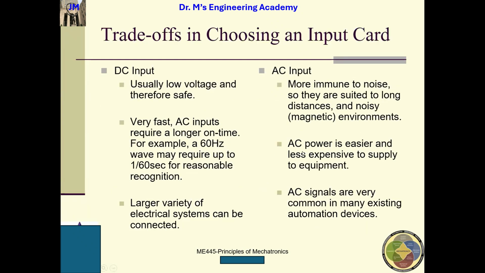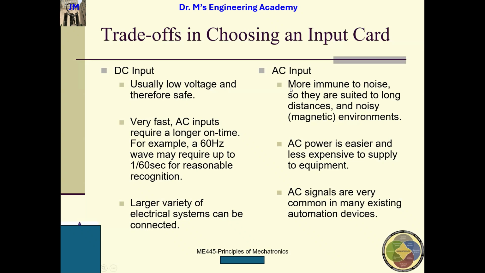So, the trade-off in choosing an input card: whether I should choose DC or AC. There are some things you need to consider. DC input is usually low voltage and therefore safe. DC is safe and very fast. AC inputs require longer on time. For example, a 60 Hz wave may require up to 1/60 second for reasonable recognition. So AC is slower.